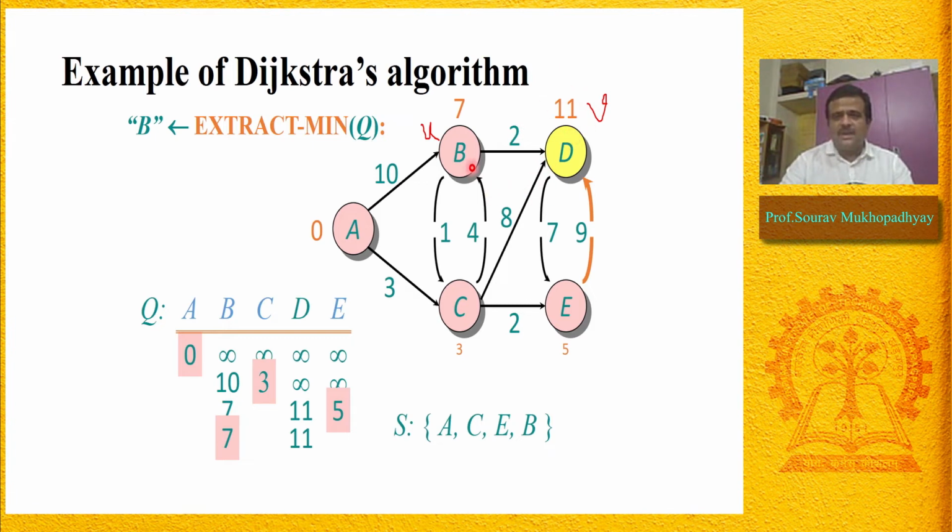And then, who are the vertices adjacent to this? So, this we can check, this is 7 plus 1, so 8, but 3 is not updated, because it is already in S.